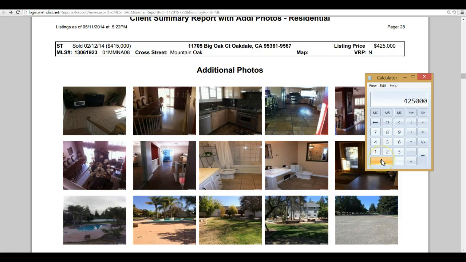425, and let's multiply it by 0.15. That's 15%, right? $63,750. That's how much we would want to buy a lot for in an area where the average price is $425,000. So doing the deal, the lot analyzer, this is where the numbers come in, that 15%.